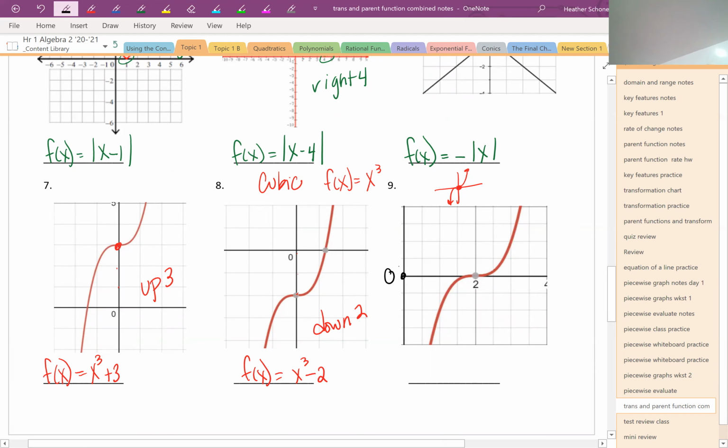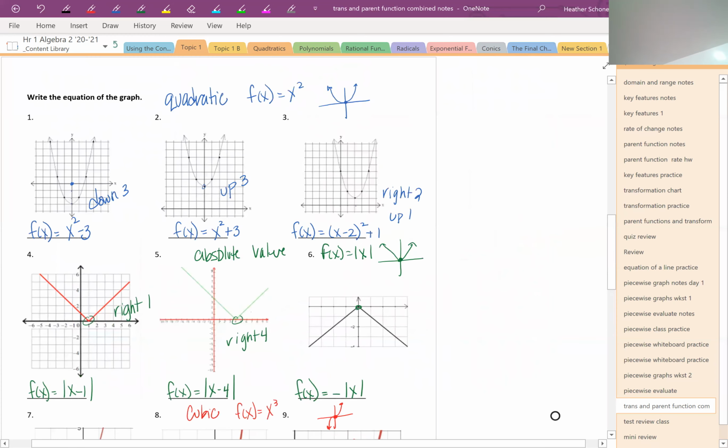So on this one, it got moved this way to the right 2. Well, when it's right and left, it's inside of the function, and it's the opposite of what we think. So it's going to be x minus 2 cubed. So when it's down, it's outside like example 8. When it's right and left, it's inside like example 9.